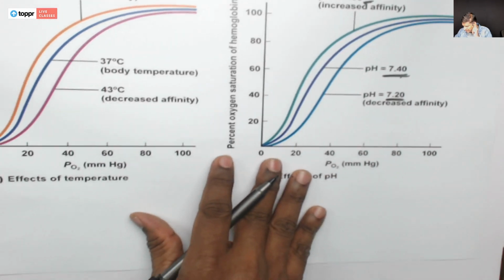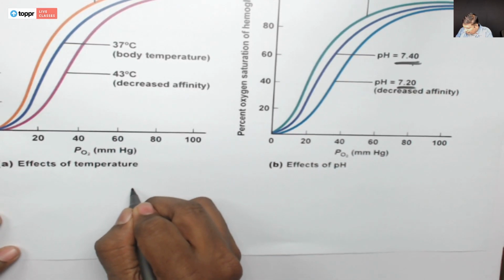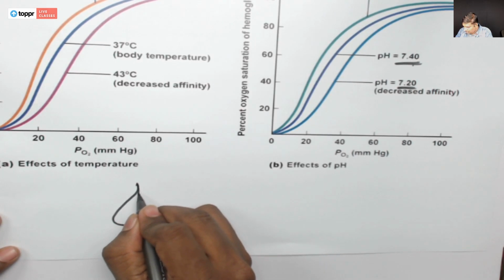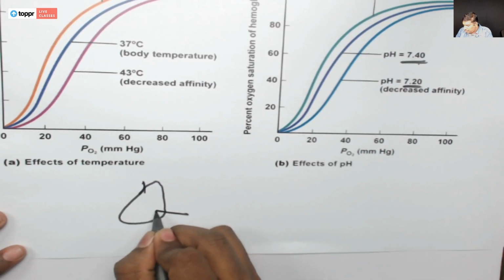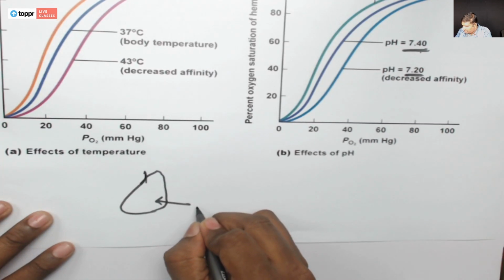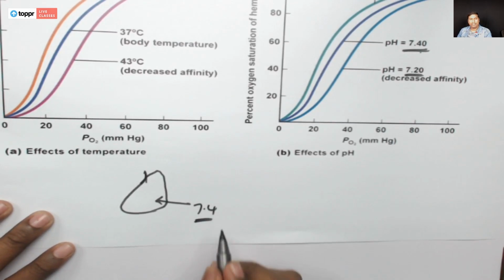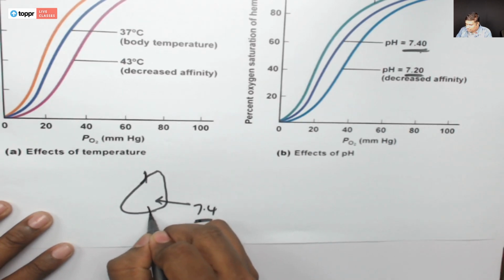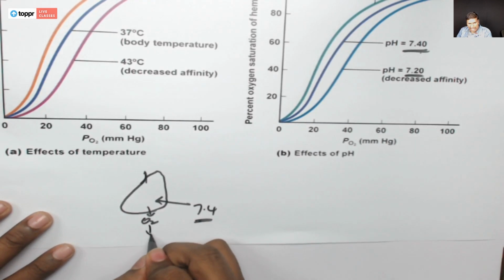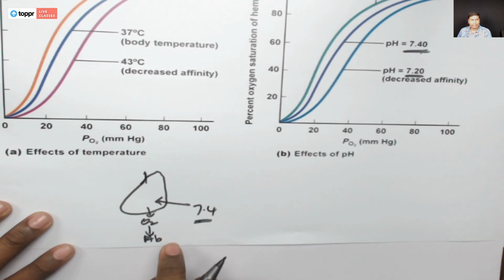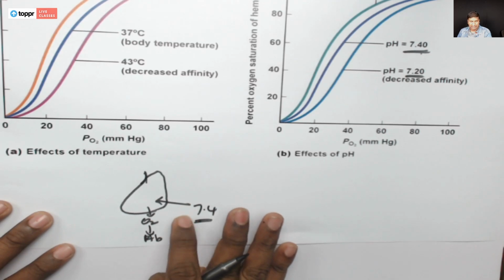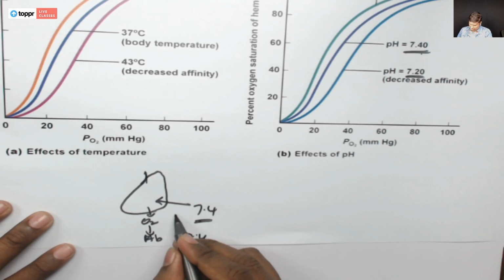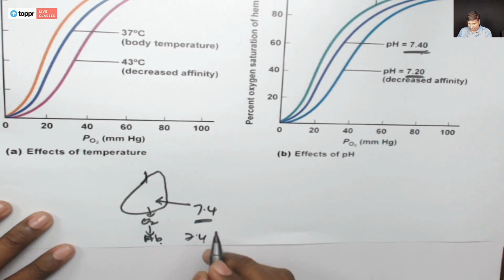That means, let's say in the lungs, the pH is 7.4. This is good. So at this pH, oxygen will simply diffuse and bind to the hemoglobin. No problem. In the plasma, from the lungs, it is also 7.4, so oxygen will simply diffuse and bind to the hemoglobin of the RBC.